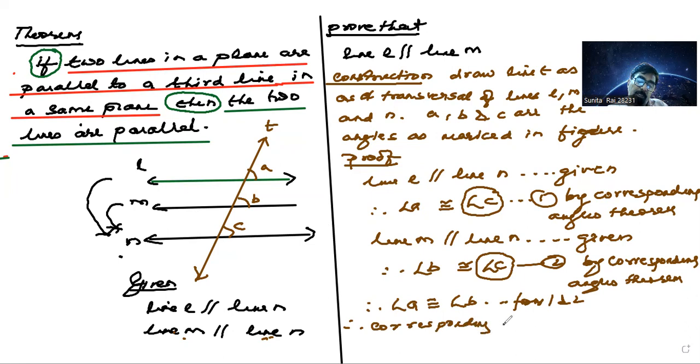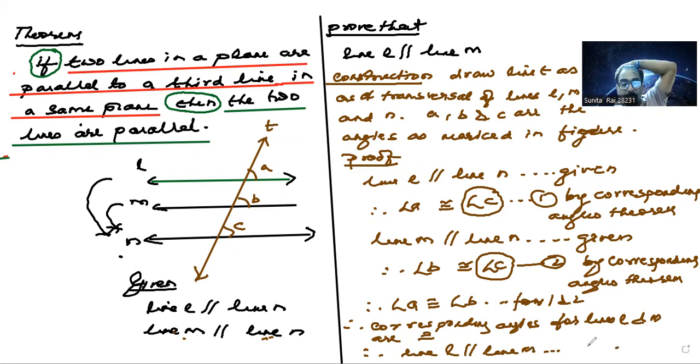Therefore, corresponding angles for lines L and M, which we don't know are parallel, are congruent. Therefore, line L is parallel to line M by the corresponding angle test. So now you can see I got L parallel to M.